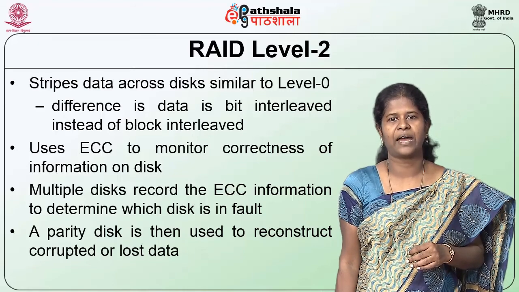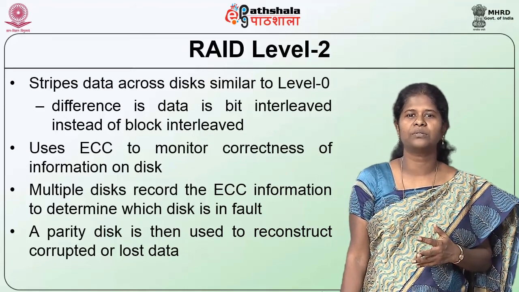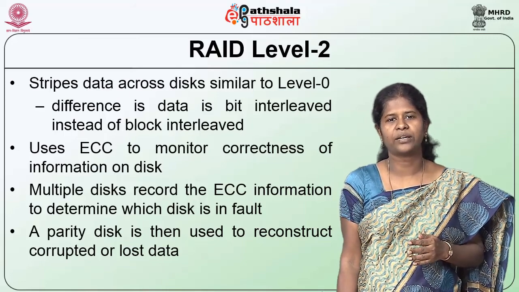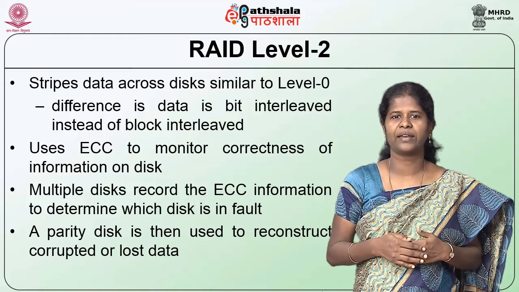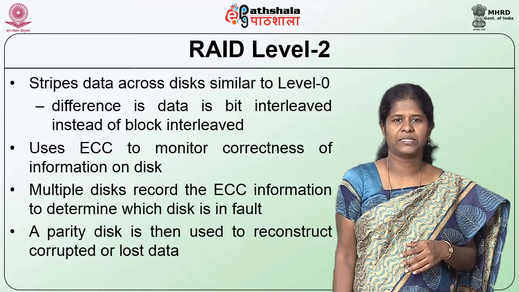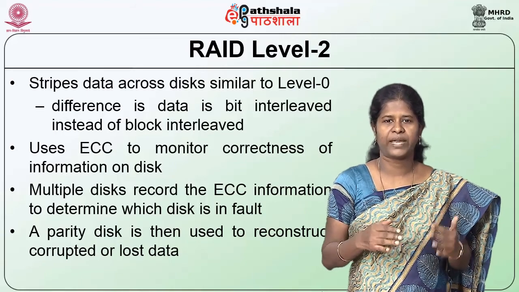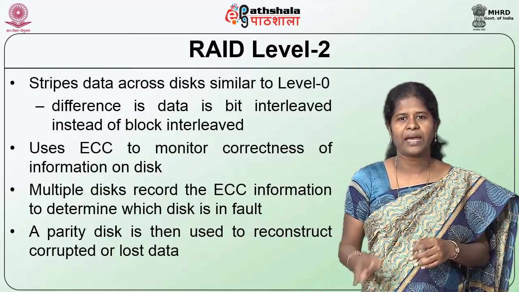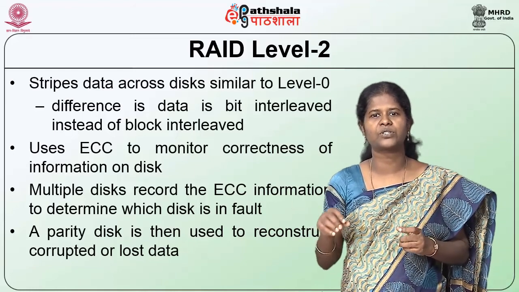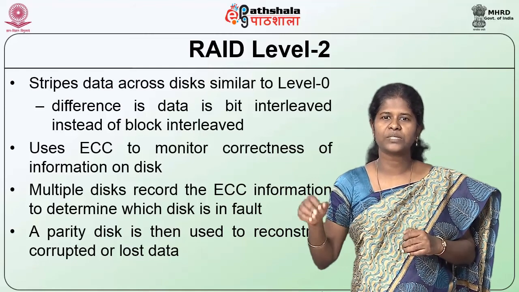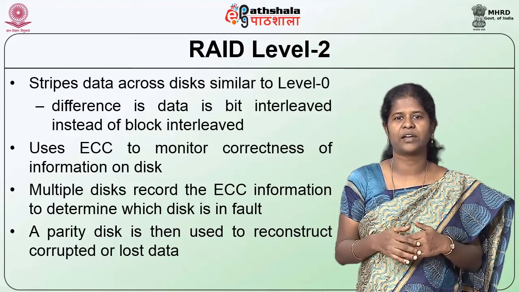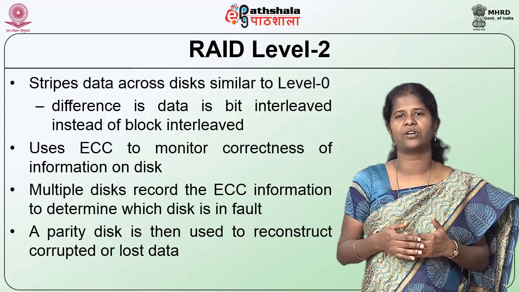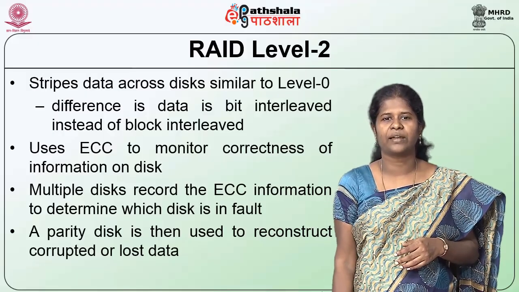And another thing is added here to improve the reliability of the data. What is done? You include an error correcting code. The error correcting code is also maintained in another disk. So, you have multiple disks to maintain the data, you have disks to maintain the error correcting information, and in addition to that you also have a disk which will store parity bits, so that you can use the parity bits to reconstruct the corrupted or lost data. So, the ECC can be used to find out or detect if there is an error, and the parity bit can be used to correct the data.